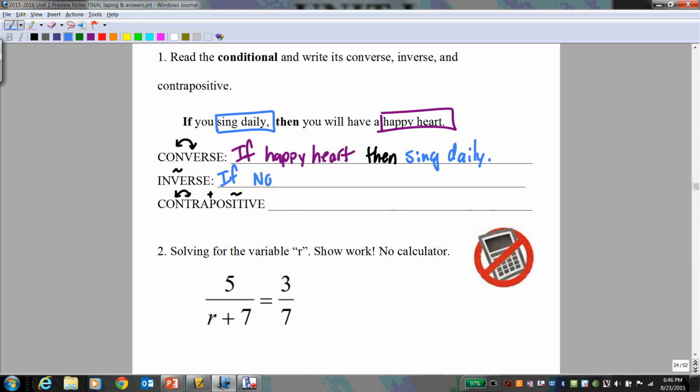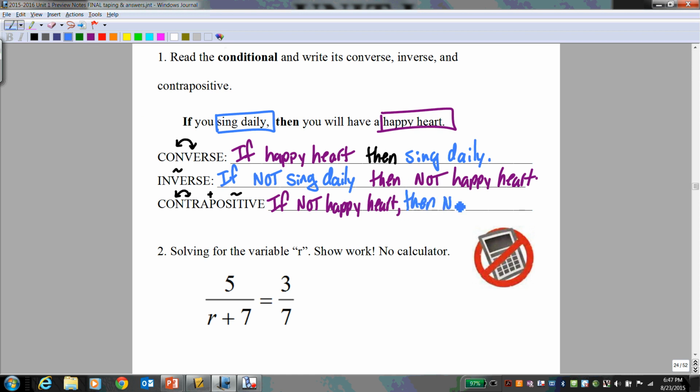Inverse, you say the opposite. If not sing daily, or don't sing daily, then not a happy heart, or you don't have a happy heart. Contrapositive, you switch and negate. So if not or don't have a happy heart, then you don't or not sing daily.